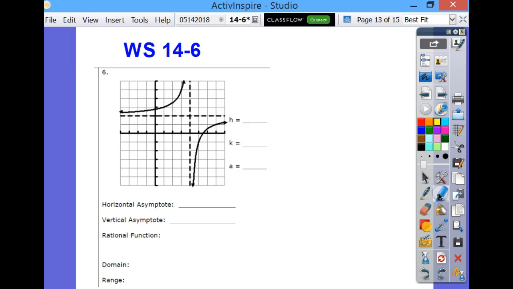Problem number 6 on your homework paper. I always start with the asymptotes. It's easier for me to figure out the asymptotes. That is the horizontal asymptote. Where is the horizontal asymptote located? Is that acceptable? No. That is not an acceptable answer. What axis does that cross? Now it's an acceptable answer. Okay, what about the other asymptote, the vertical asymptote?